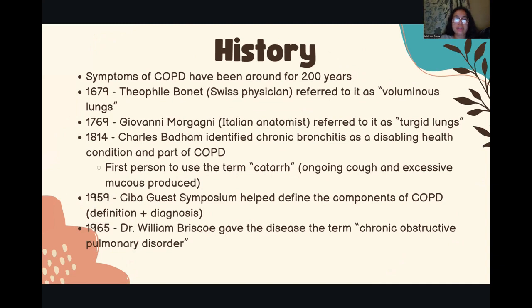For the history of COPD, symptoms have been around for 200 years. In 1679, Theophile Bonnet referred to it as voluminous lungs. In 1769, Giovanni Morgagni referred to it as turgid lungs. In 1814, Charles Badham identified chronic bronchitis as a disabling health condition and part of COPD. He was the first person to use the term catarrh for it. In 1959, the CIBA Guest Symposium helped define the components of COPD. And in 1965, Dr. William Briscoe gave the disease the term chronic obstructive pulmonary disorder.